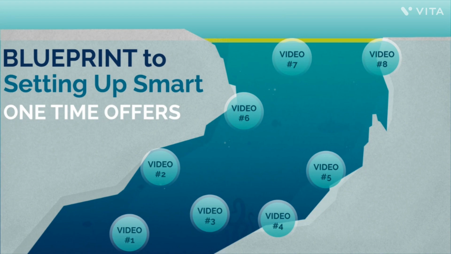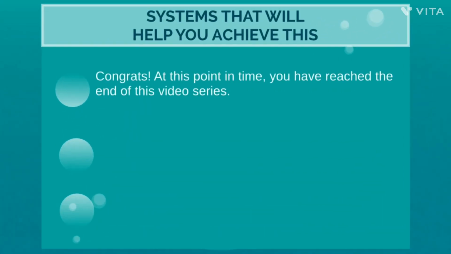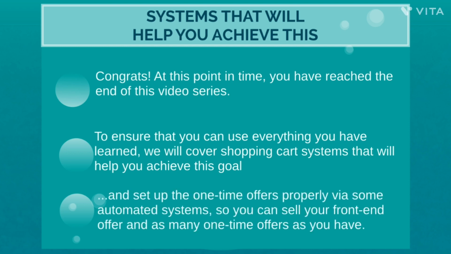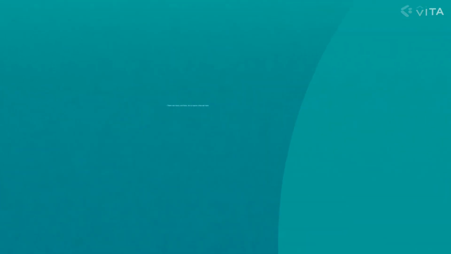Hello and welcome to video number 8, and just want to say congrats. At this point in time, you have reached the end of this video course. So to ensure that you use everything you have learned, we're going to talk about shopping cart systems that will actually help you achieve this goal and set up the one-time offers properly via automated systems so that whenever somebody buys your front-end offer, they will be automatically presented with the OTO1 or OTO2, 3, 4, 5, or however many one-time offers that you have.